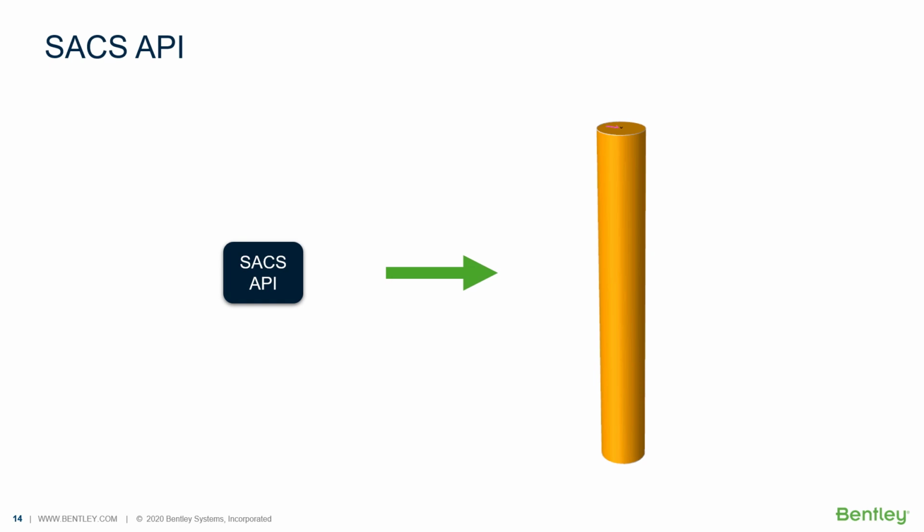Now let's take a look at a script to generate a simple Sacs model file. We will just be generating 2 joints, 1 beam element, its properties and boundary conditions, and 1 joint load. This is just an example to give you an understanding of how the Sacs API works and not really an intended example for you to use.